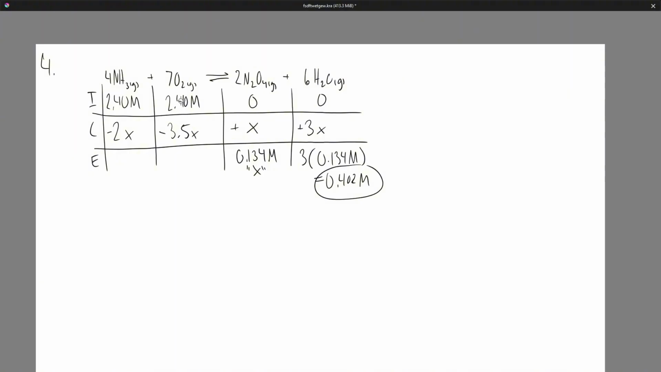For the reactants, since we're given an initial concentration, we want to subtract from the initial concentration what we have for the x's. So it'll be 2.40 molar minus 3.5x. And instead of x, like I said, it's 0.134 molar. It's a tight fit in here, but that should give us a concentration of 1.931.